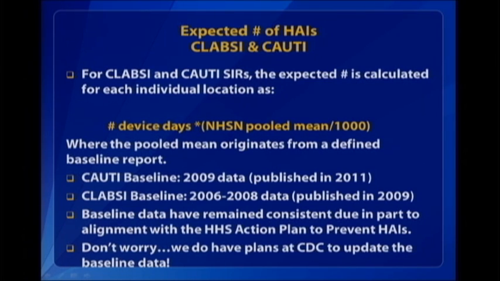Part of this is due to alignment with the HHS Action Plan to Prevent HAIs, which is looking at certain goals for reduction in HAIs through 2013. Now that 2013 is done, we're awaiting the time when most data entry will be done, which is typically about 6 months after the calendar year. Then we can start to produce these SIRs for 2013 and actually measure since 2008, how much reduction in CLABSI have we seen? Since 2009, how much reduction in CAUTI have we seen?